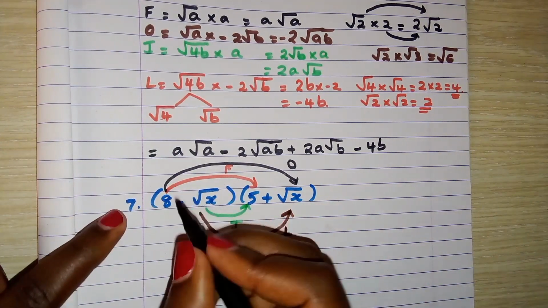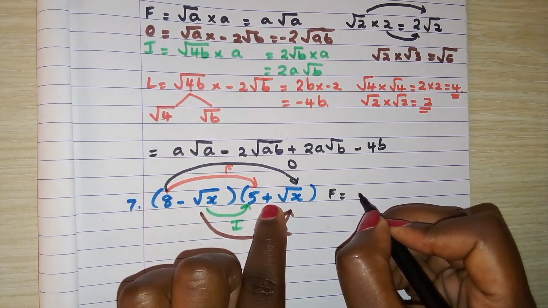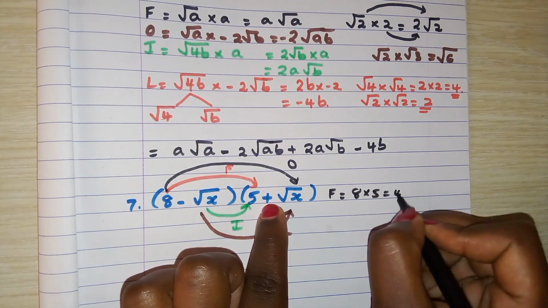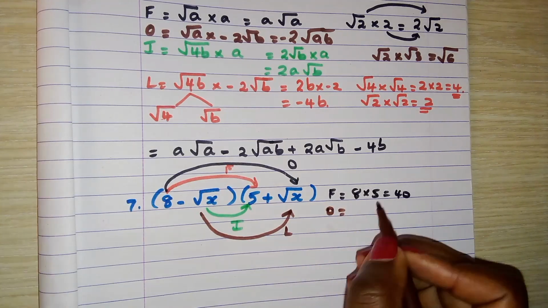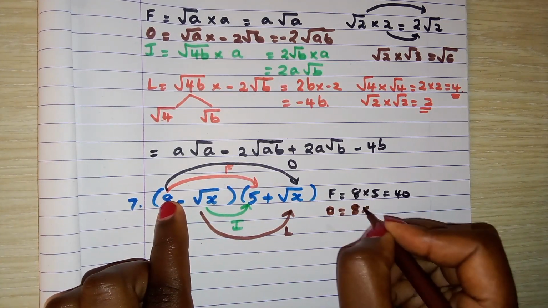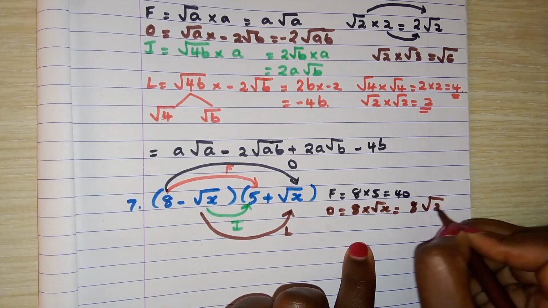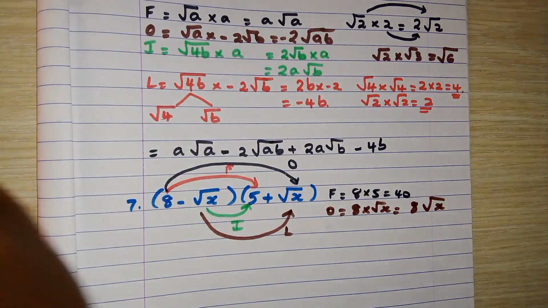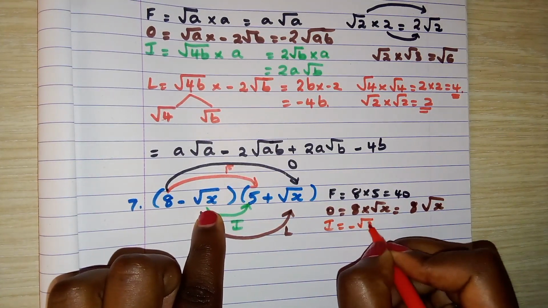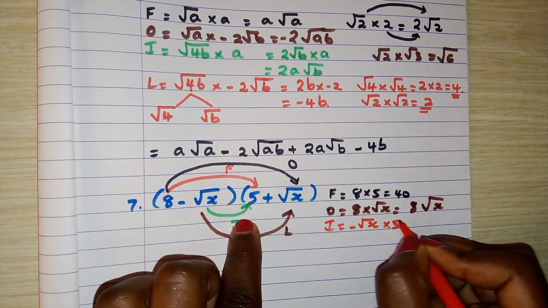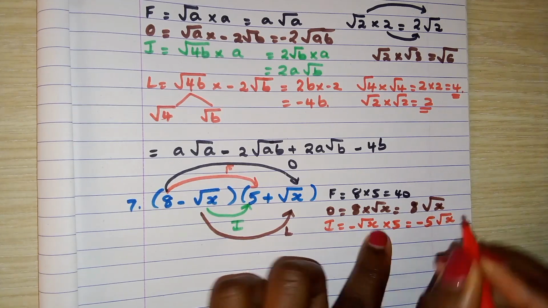Okay. So first we have 8 times 5. 8 times 5 is 40. Then we have O, which is 8 times root x. So that one will be 8 root x. We can't combine them together. Then inside, we have negative root x times 5. So that will be negative 5 root x.